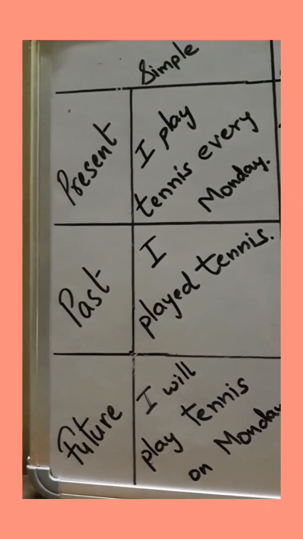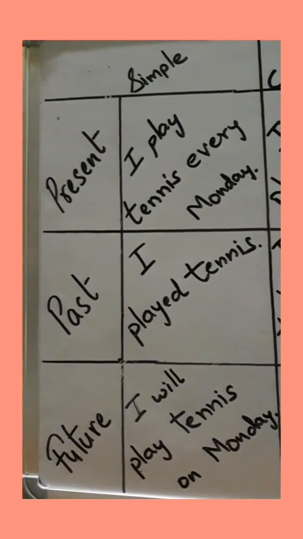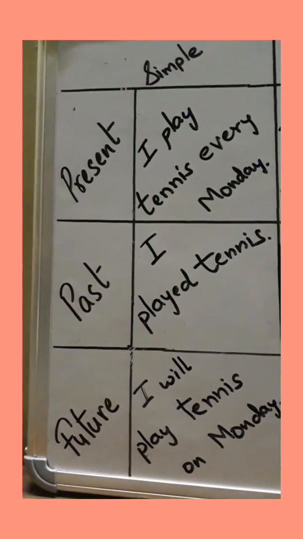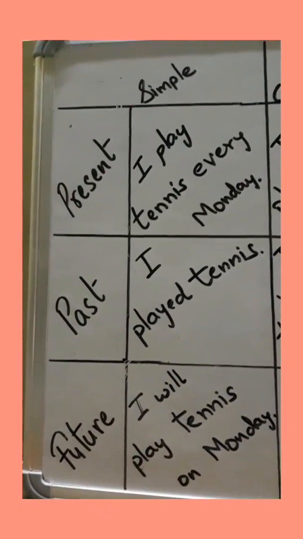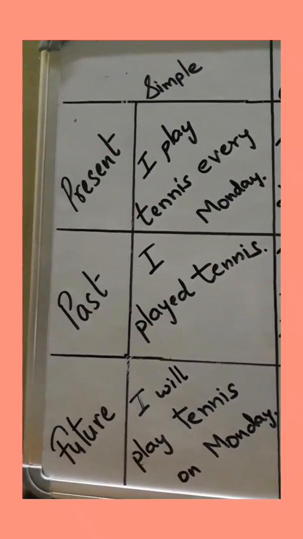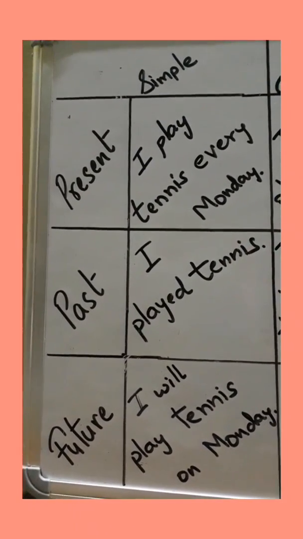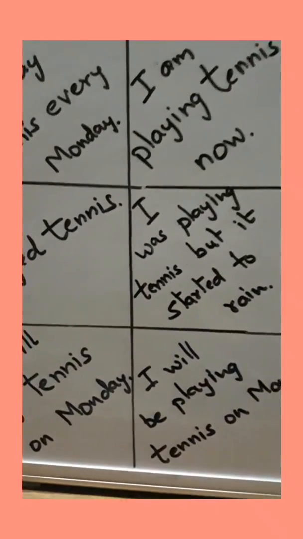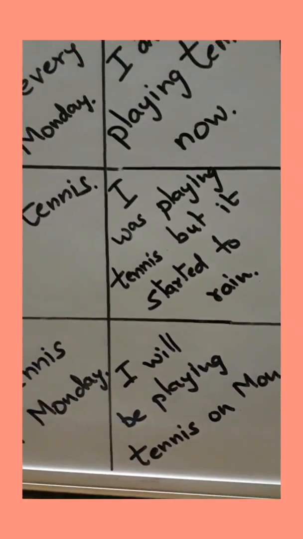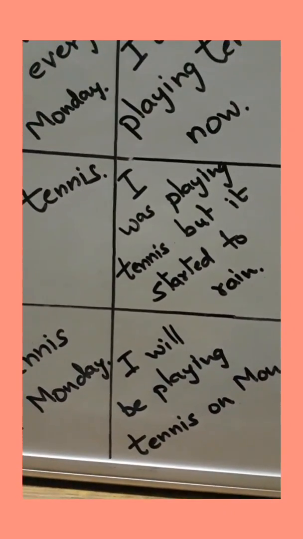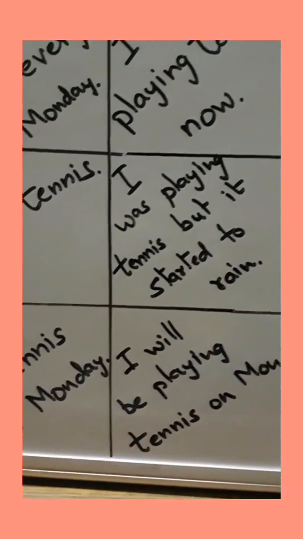Coming up to the future tense. Simple future. Example, I will play tennis on Monday. This shows a plan for a future action, an action that will take place in future. Future continuous, I will be playing tennis on Monday. A future action that will happen for a length of time.